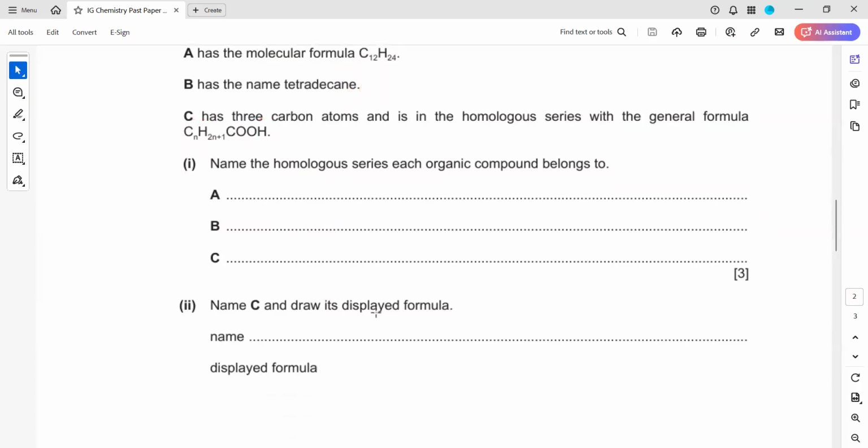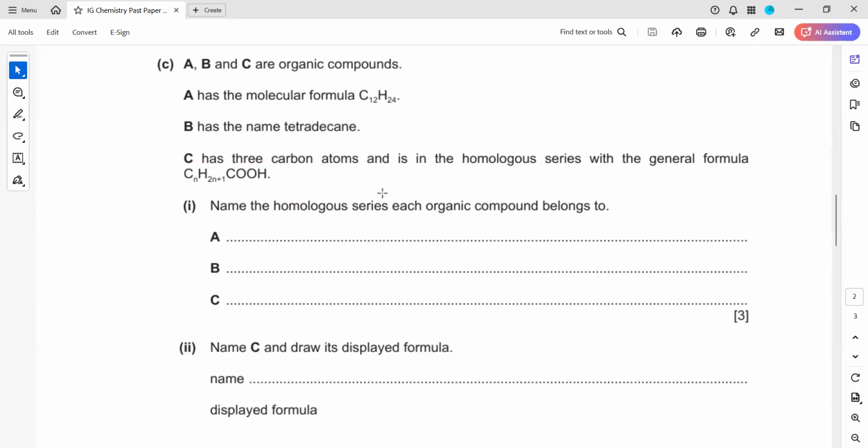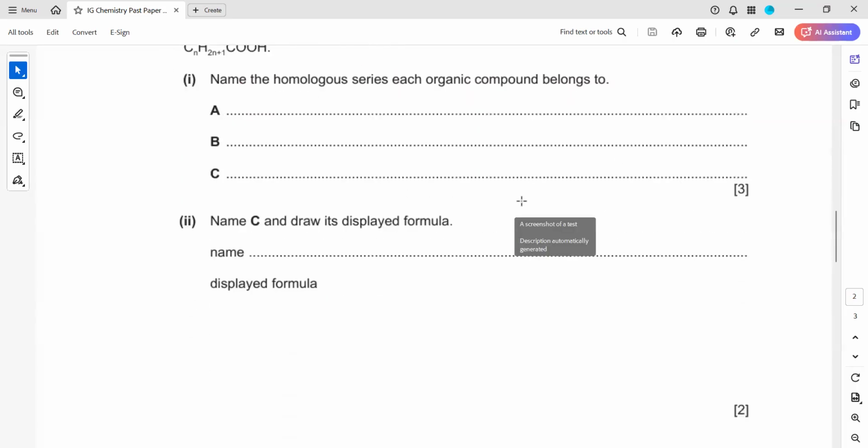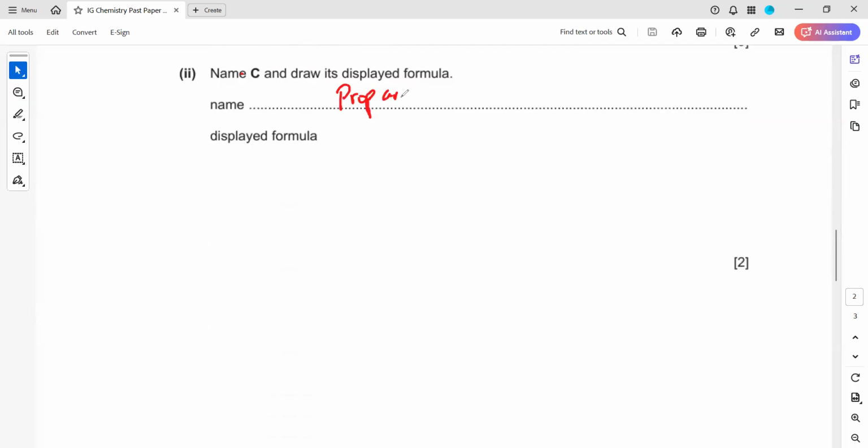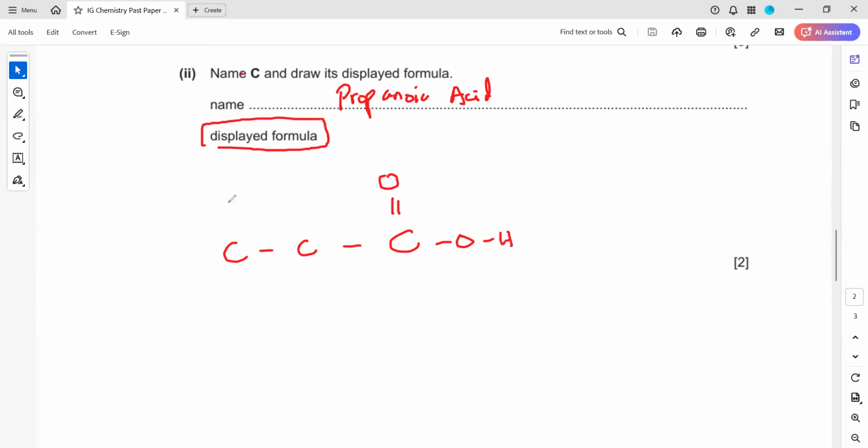Name C and draw its displayed formula. C contains 3 carbon atoms. Propanoic acid. Because it's a carboxylic acid, it's a propanoic acid. So C is: prop because of 3 carbons, an because of a single bond, and oic acid. And what is the structure of propanoic acid? Propanoic acid contains C double bonded with O and OH. That is the functional group of carboxylic acid. Prop means 3 carbons, so there will be 3 carbons. Whenever they say a displayed formula, you have to show all the bonds and all the atoms. So this will have 3 hydrogens and this will have 2 hydrogens.